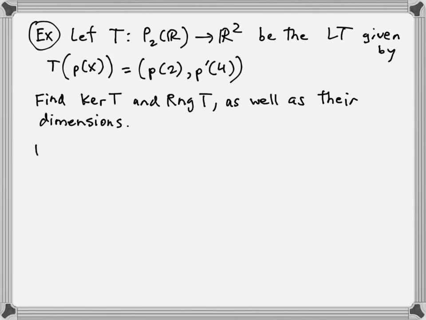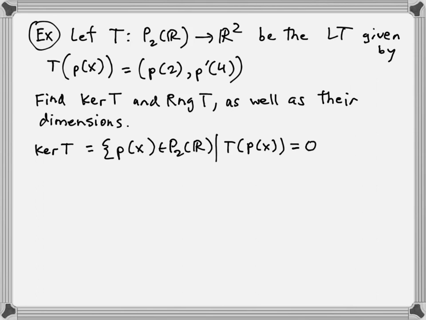So let's write this down. The kernel of T is equal to the set of all p(x) in P2(R) such that T(p(x)) is equal to 0. We're talking about the zero polynomial here. Or sorry, not the zero polynomial, the zero vector. All right, I said that wrong. What is this equal to?